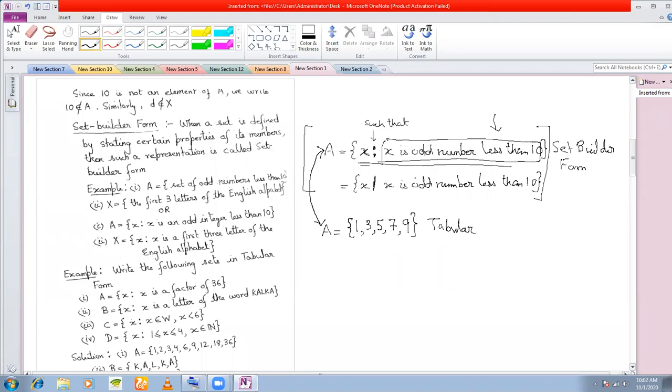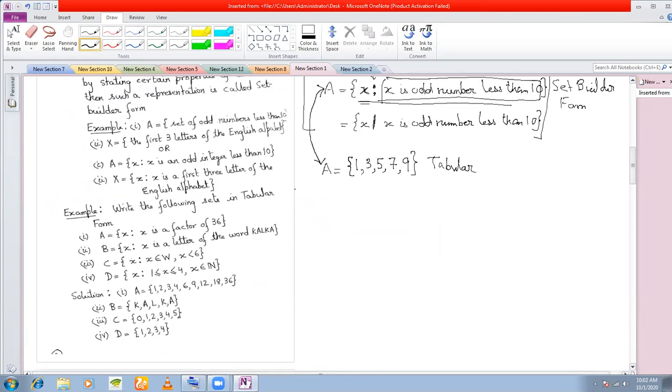Is the concept of set builder form and tabular form clear? No, sir. Look at the next example then.